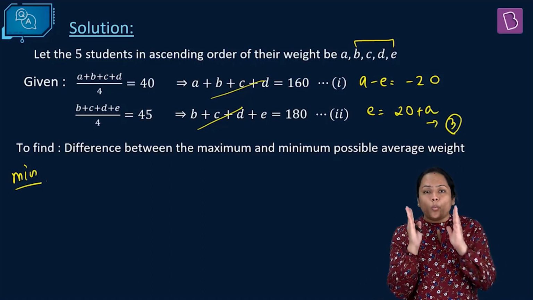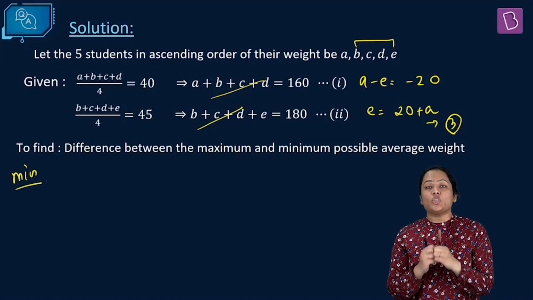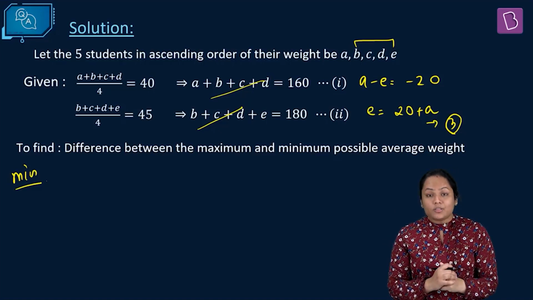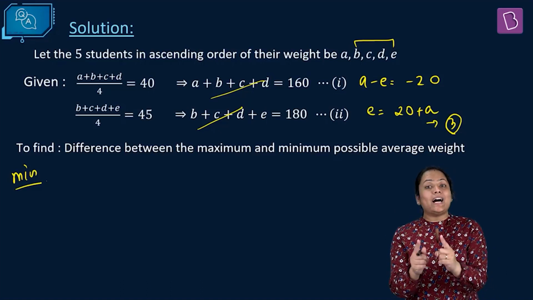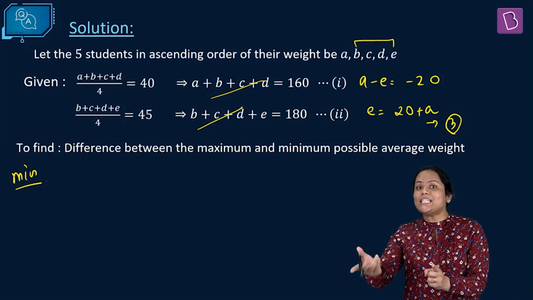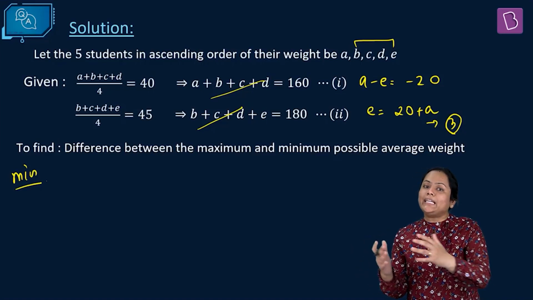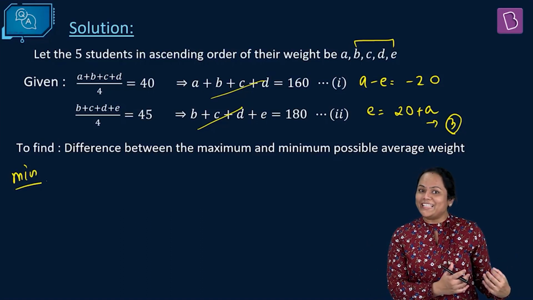Now, guys, listen very carefully. When you need to find the minimum possible average, that means your weights should be on the minimum side, isn't it? So, to bring the weights to the minimum side, I'll start with E because he's the heaviest one. If I reduce his weight to the minimum possibility, the entire A, B, C and D weight will also come on the minimum side, isn't it?